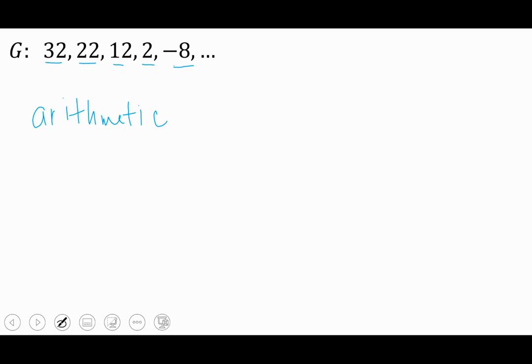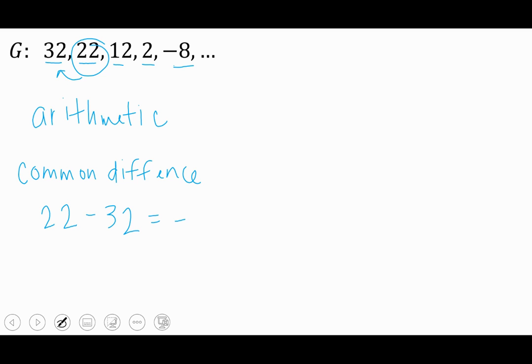And to find the common difference, a common difference is a term that we use with arithmetic sequences. You take any term in the sequence, so for example 22, and you subtract the term before it. So this arithmetic sequence has a common difference of -10.